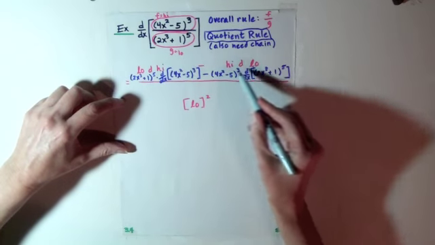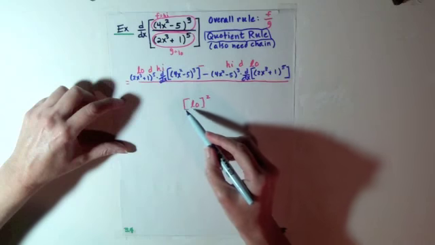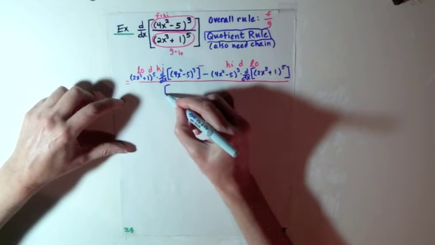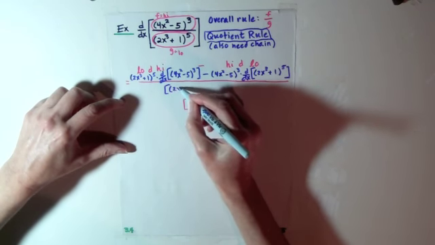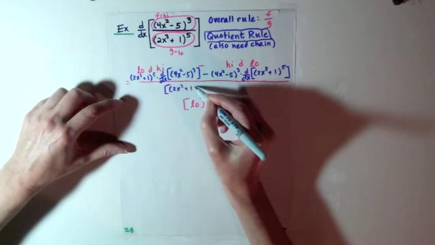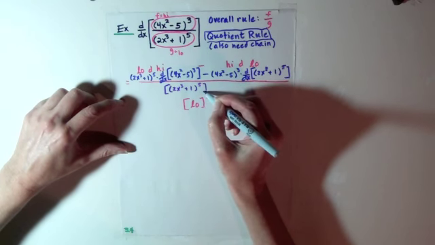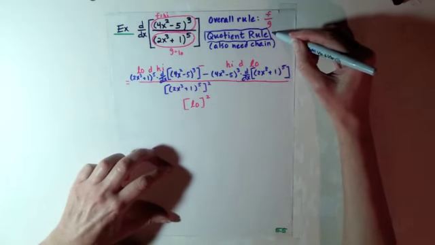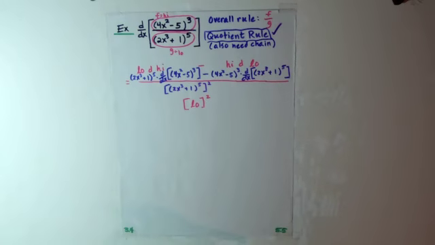Okay, so that's the numerator of the quotient rule. The denominator is supposed to be the lower function squared. So I just want to take my original lower function, which is 2x cubed plus 1 to the fifth, and square that. Great. Well, we've written out the quotient rule, and now we're all done with the quotient rule.